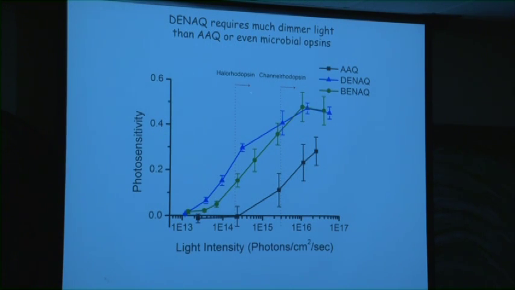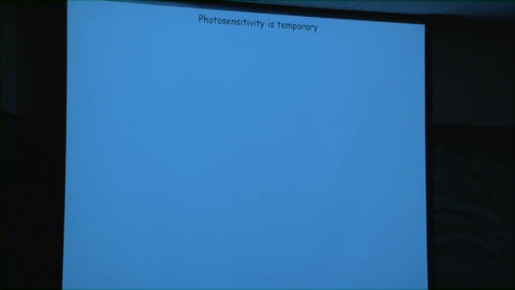And just for your reference, this is the response threshold of channelrhodopsin expressed in retinal ganglion cells, or halorhodopsin expressed in remnant cones. This comes from data from Botond Roska's lab. And you can see that the threshold for getting DNAC-treated retinas to respond to light is about 10-fold dimmer light than for these optogenetic tools. So other than melanopsin, this is really the best, most sensitive photosensitizer that we know about so far.